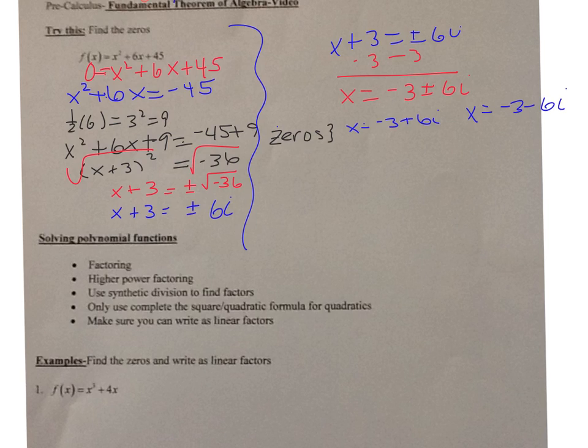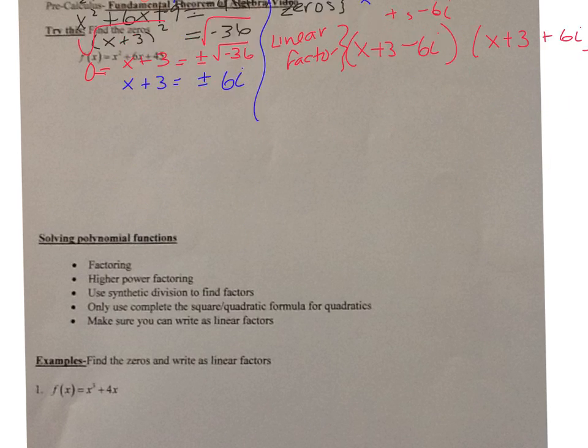Now, if I want to write these, I can actually write these as factors, what are called linear factors. So as linear factors, I would push everything over to the left with my x. So I would add 3 minus 6i. So it'd be x equals x plus 3 minus 6i. There's one factor. And times x plus 3 plus 6i. Those would be called my linear factors.